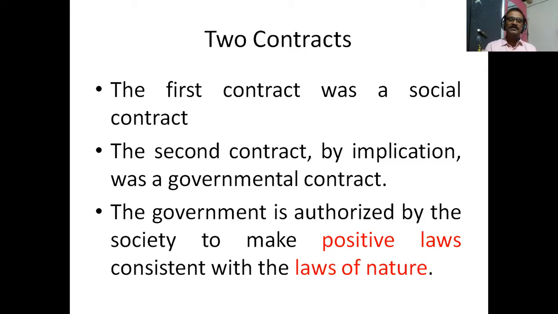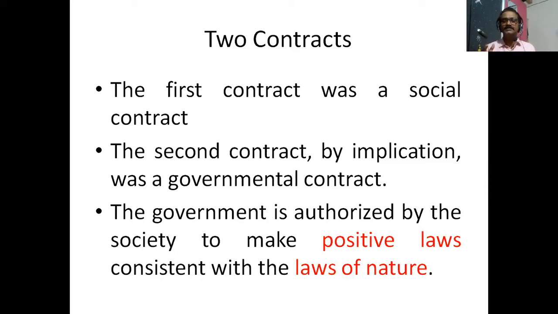And the second contract, by implication, was a governmental contract. It was a secondary contract because their first most important thing is to protect the rights, the natural rights, and that is why they created a civil society. So that was the primary thing. The protection of the natural rights was the primary thing. That was the first contract. They came out of the state of nature.